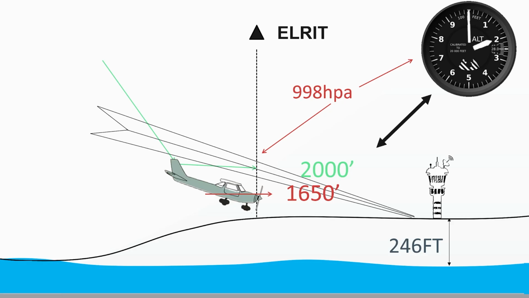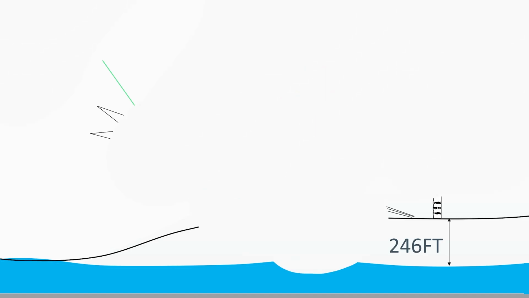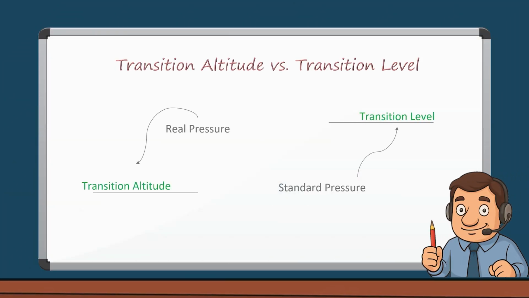So, we always give the QNH when an airplane is flying at an altitude in order to make sure he has the correct reference to the terrain to ensure he doesn't fly into any obstacles. Now let's come back and talk transition level and transition altitude.